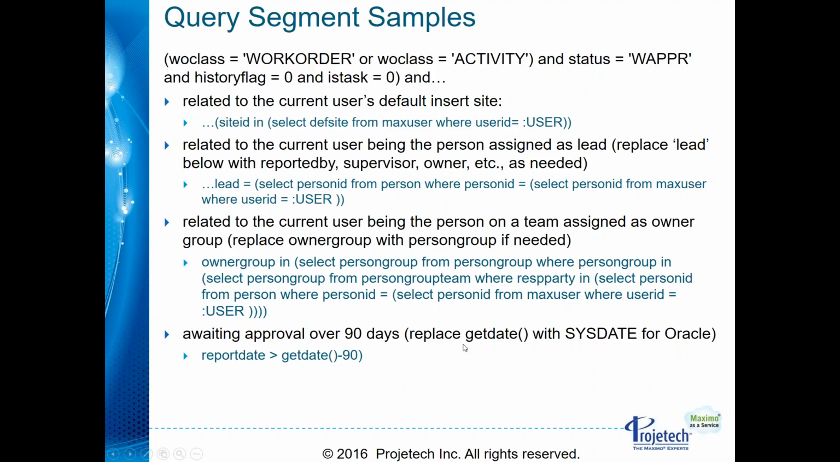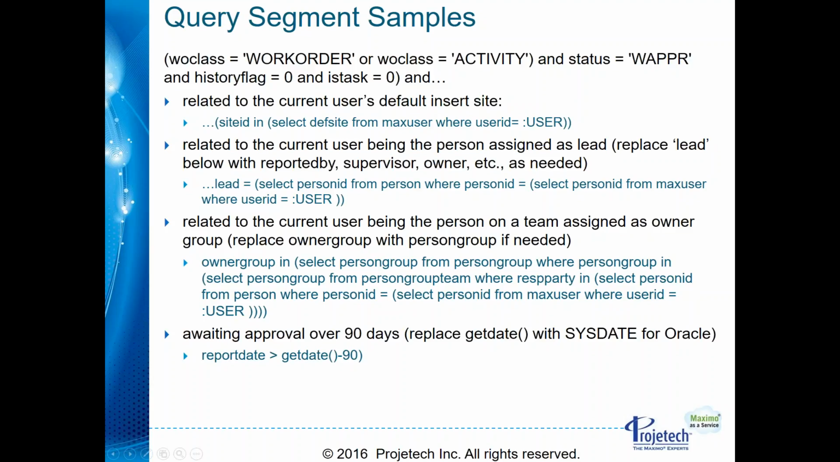And then a little bit dealing with dates. So in this case, waiting approval over 90 days. And the key here is report date greater than get date minus 90. I mean, for SQL Server, you got to make sure you put the left and right parentheses in. For Oracle, it's just sysdate. But it gives you the same capability. And again, something that you can build out and leverage, make it perpetual, and then, of course, reusable with saved queries, which is really very important.